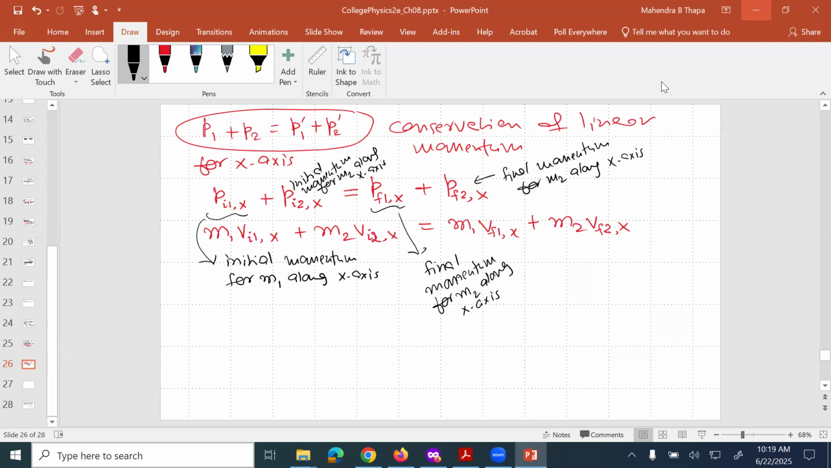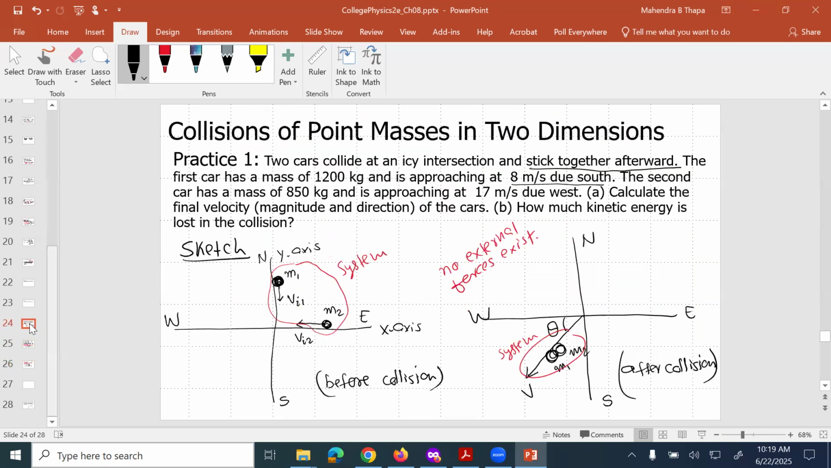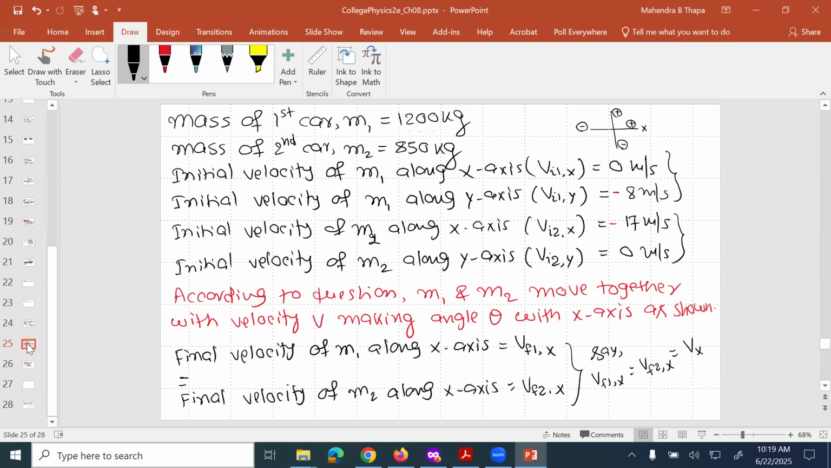Now we can plug in the numbers that we have. So 1200 times 0 plus 850 times negative 17 equals 1200 px plus 850 px. Okay, px is the x component. If you look at the picture over here, the final velocity has two components: the y component will be py, and the x component is px. This will be the same as defined here.